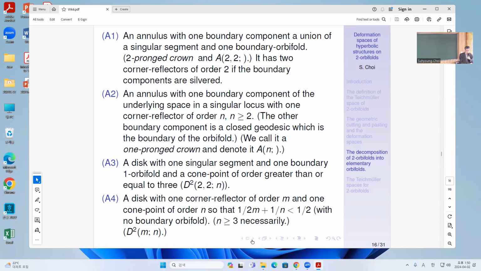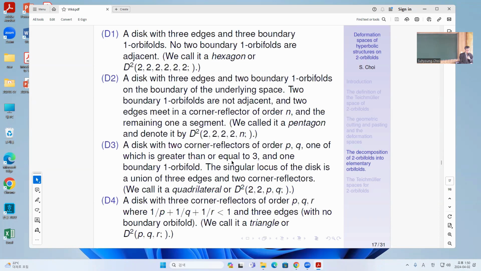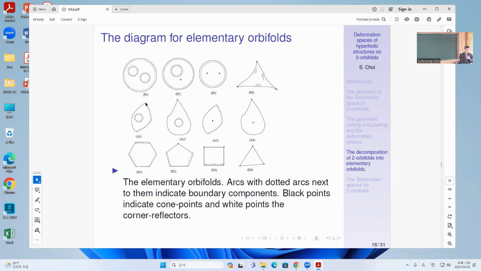So if you look at it, there's an annulus with the 2, 2 here, and nothing else, and then there's some corner reflector here, and these are all silvered, and this is silvered. The dotted lines are the boundary. If you separate, then you get 2, 2 here, and one corner reflector, and this one you get with one cone point, and this has some order here, greater than or equal to 2, right?